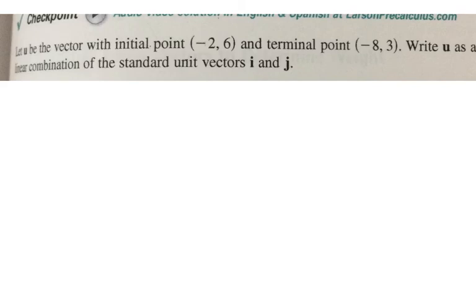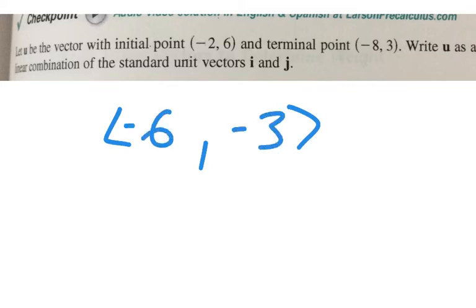Okay, so if I was working this problem, I need to find my standard position vector. I'm going to go final minus initial. That's going to be -6. And final minus initial is -3. So you should have -6 I hat minus 3 J hat.